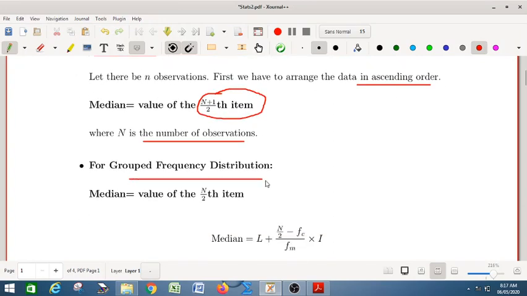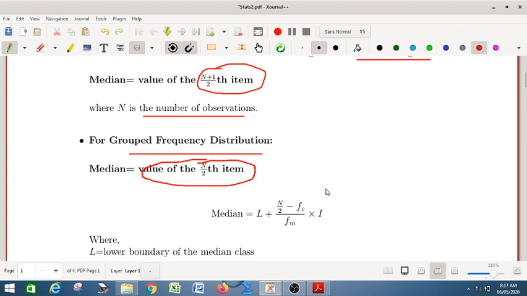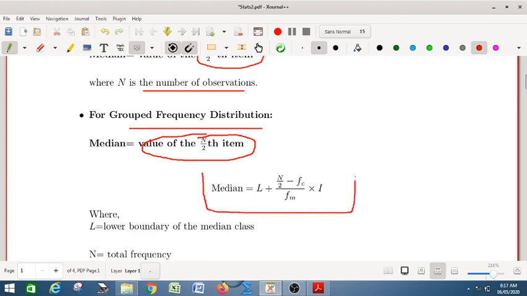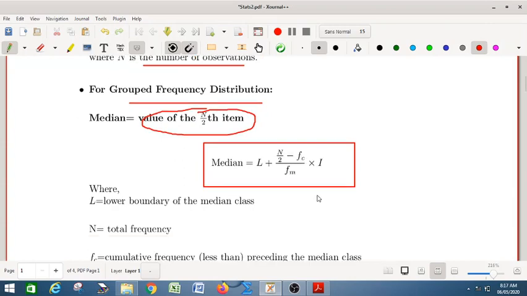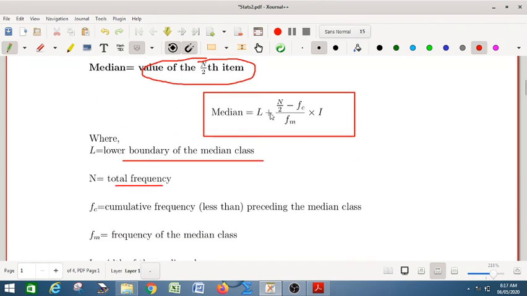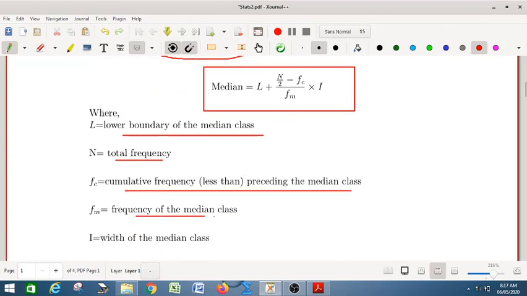And for group frequency distribution, how will you calculate the median? The median is given by the n by 2th item, and the formula is very simple, that is L plus ((n by 2 minus Fc) by Fm) into i, where L is the lower boundary of the median class, n is the total frequency, Fc is the cumulative frequency preceding the median class, less than type, and Fm is the frequency of the median class. i is the width of the median class. So this is the explanation of the symbols we have used, and this is the formula for median for a grouped frequency distribution.